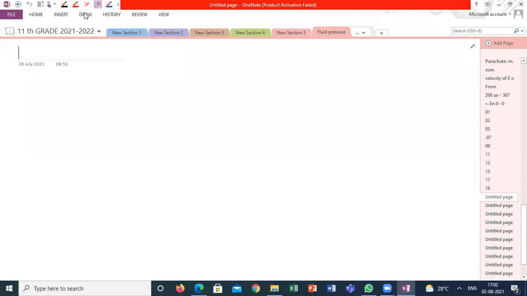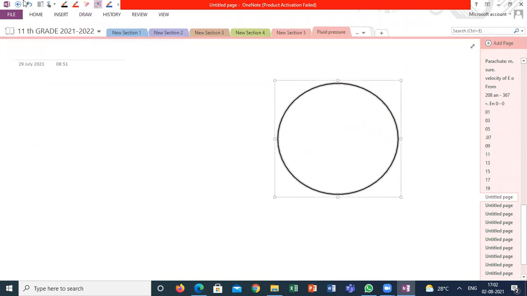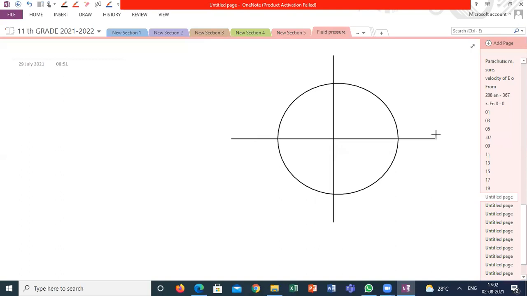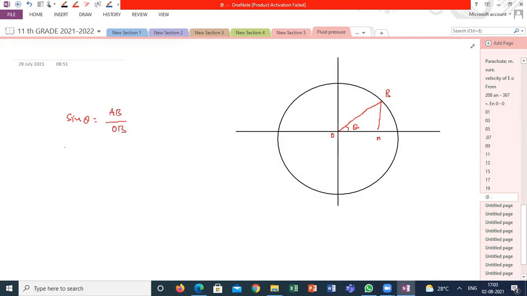How to discuss where the function can be defined and where it can't be defined. I'm taking a circle. If I'm talking about sin x, sin theta, where x is my angle, sin theta is the opposite side by the hypotenuse, that is AB by OB in triangle OAB.